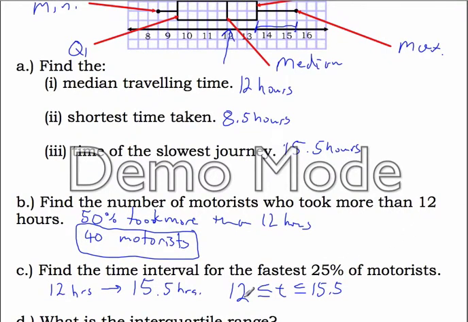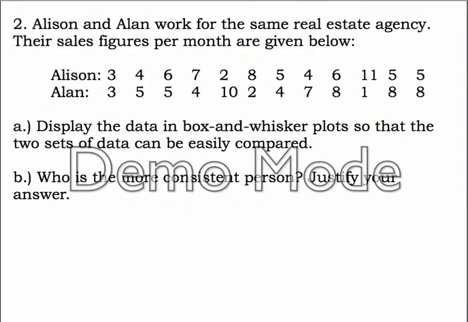Okay, actually I made a mistake back here with the fastest 25% of motorists. It should be right here. I went for the median. That should be 13.5 hours to 15.5 hours.